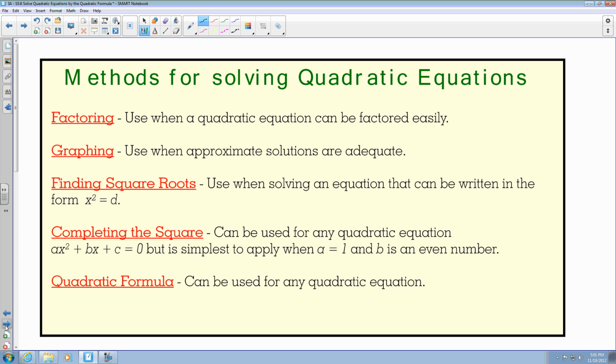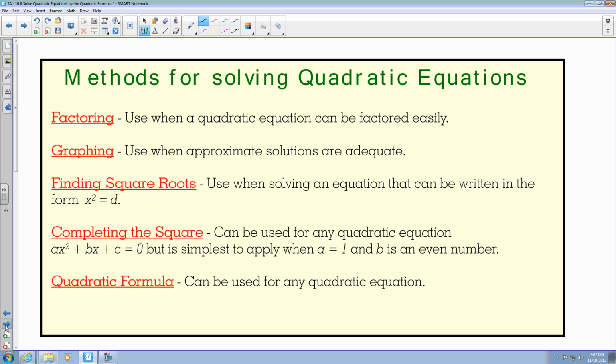So, like I said before, we've used several different methods for solving quadratic equations. We've used factoring, graphing, finding square roots, completing the square, and today we're using the quadratic formula. Now, with some equations that you're going to run across, it's easy to identify which method to use in order to solve for it.